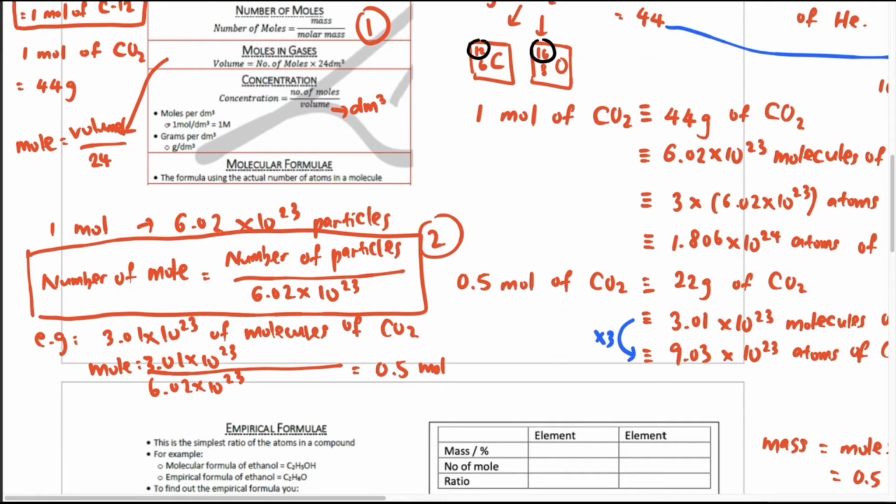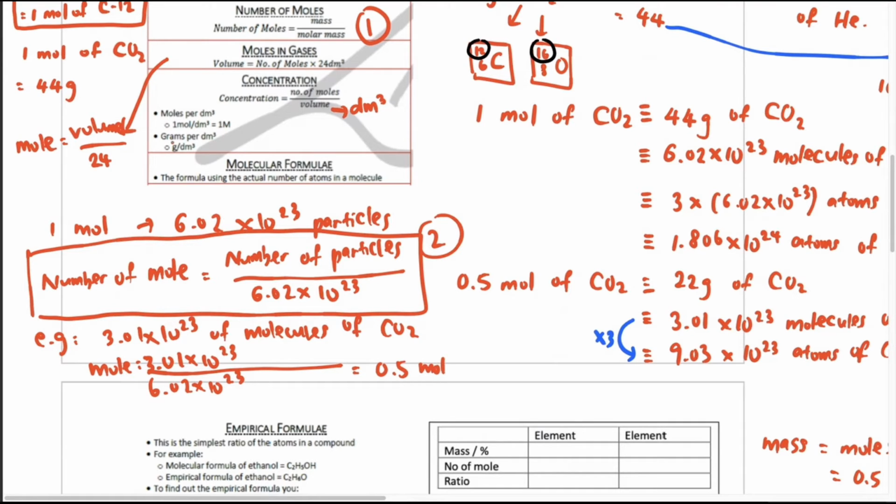So let's say first point here, moles per dm cube. This is the unit of concentration. You see, this is mole, this is dm cube. So mole per dm cube is the unit. You can also write capital M to represent mole per dm cube.